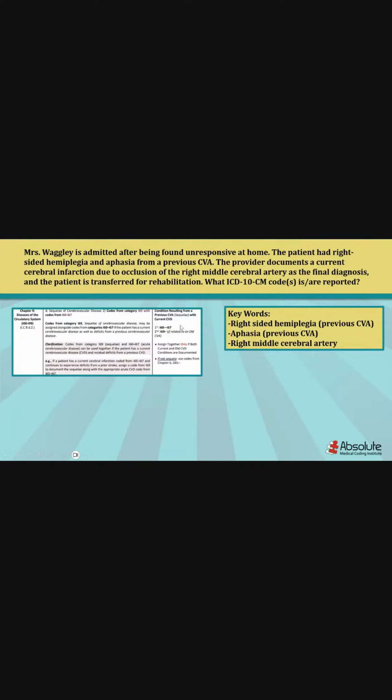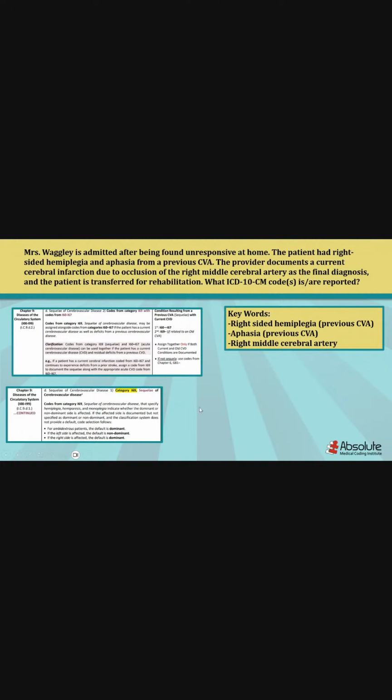I won't read this big long scenario again, but as you guys know, because we just went over it, the keywords we are taking out of this scenario are going to be our right-sided hemiplegia from the previous CVA, the aphasia from the previous CVA, and the right middle cerebral artery, the occlusion, rather, of the right middle cerebral artery. So we are going to move on to our guidelines.